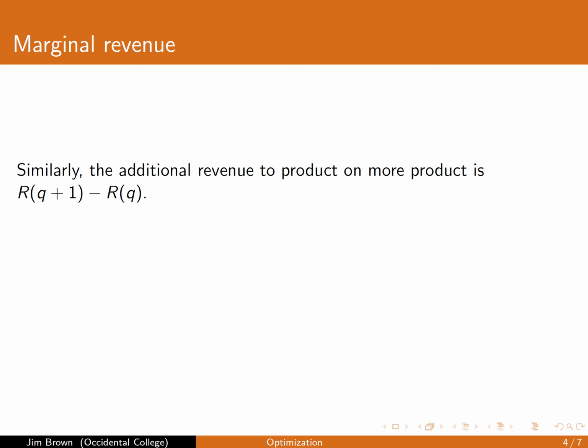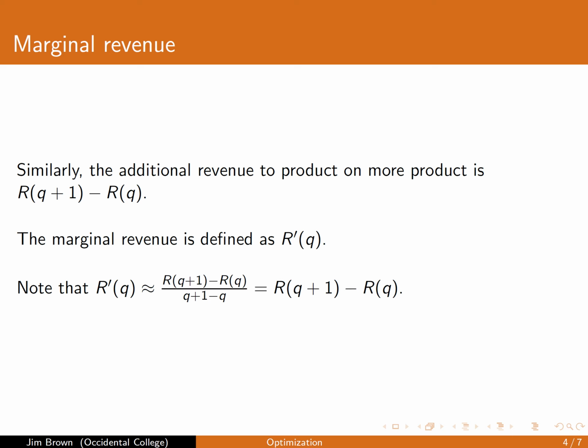Similarly, we can define the marginal revenue. The additional revenue to produce one more product would be R of Q plus 1 minus R of Q. We define the marginal revenue to be R prime of Q. And note that R prime of Q, just like before, is approximately R of Q plus 1 minus R of Q over Q plus 1 minus Q, which is R of Q plus 1 minus R of Q.